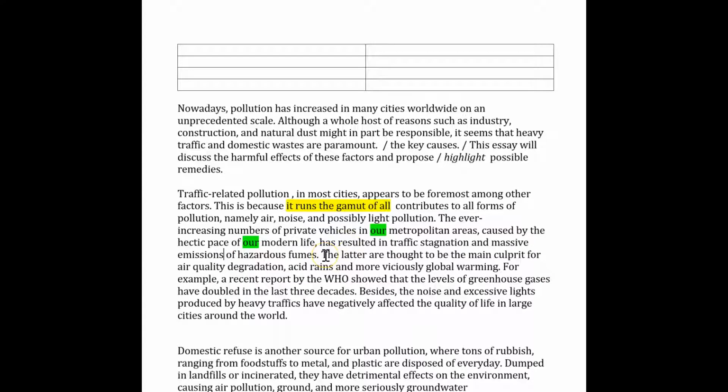Excellent. The latter are thought to be the main culprit for air quality degradation, acid rains, and more viciously global warming. For example, a recent report showed that the levels of greenhouse gases have doubled in the last 3 decades.